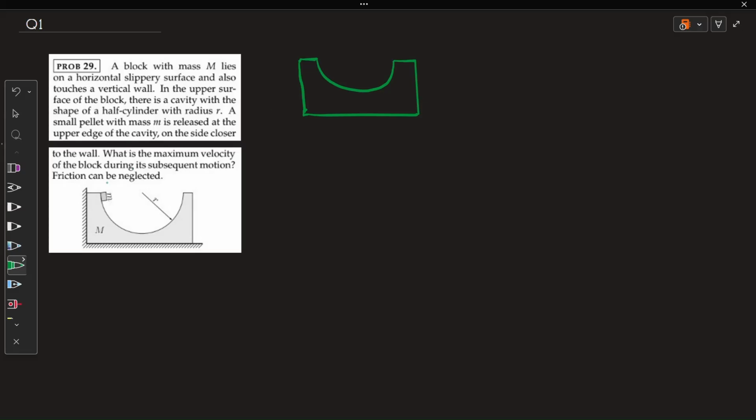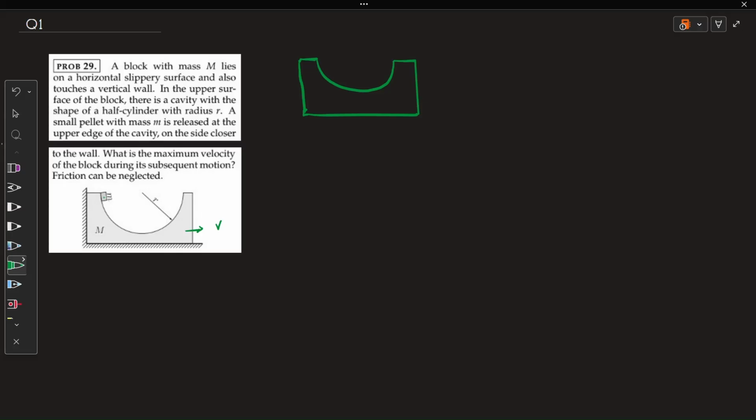Friction can be neglected. So what I was saying is, this is a small pellet which we are keeping at this position and releasing it. They are asking us to find the maximum velocity of this block, to obtain a velocity v that we have to find.